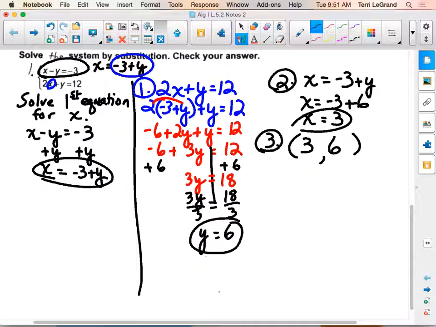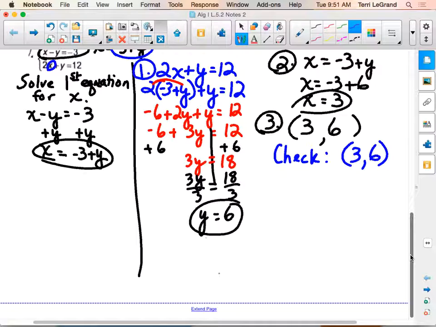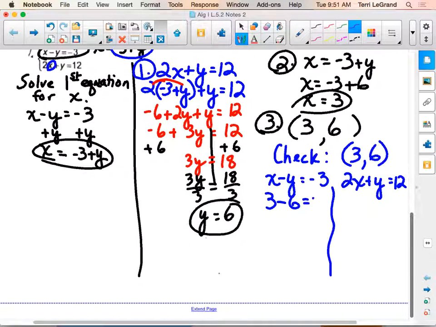Okay, today we are going to do check problems. Where are we going to do the check problems? Back in the original equations, not that new name, back where we started. So, check. We are checking ordered pair 3, 6 in both equations as they started. So we have the x minus y equals -3, and we have the 2x plus y equals 12. So we'll put our x and y values in and work our way down until we can't do any more. And see that it checks in that one.